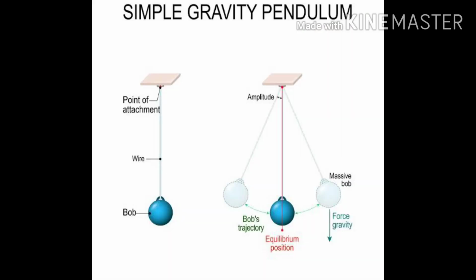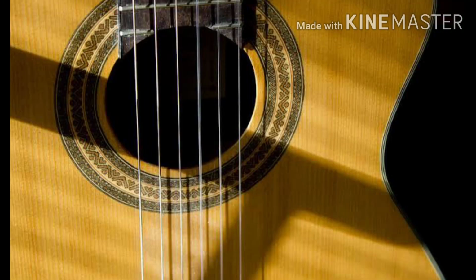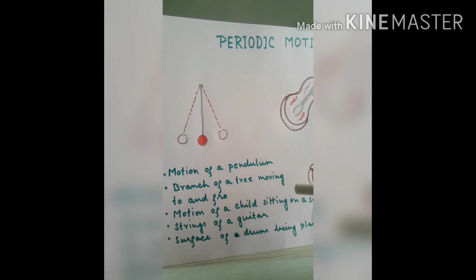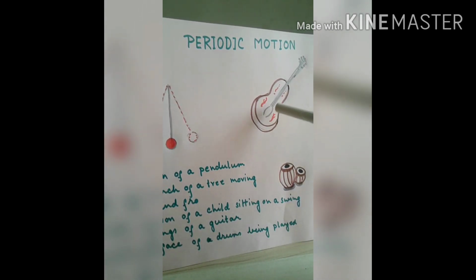Examples: motion of a pendulum, a branch of a tree moving to and fro, motion of a child sitting on a swing, strings of a guitar, or the surface of drums being played. See this tabla or the drums when it is being played, or the strings of the guitar. These all are the examples of periodic motion.